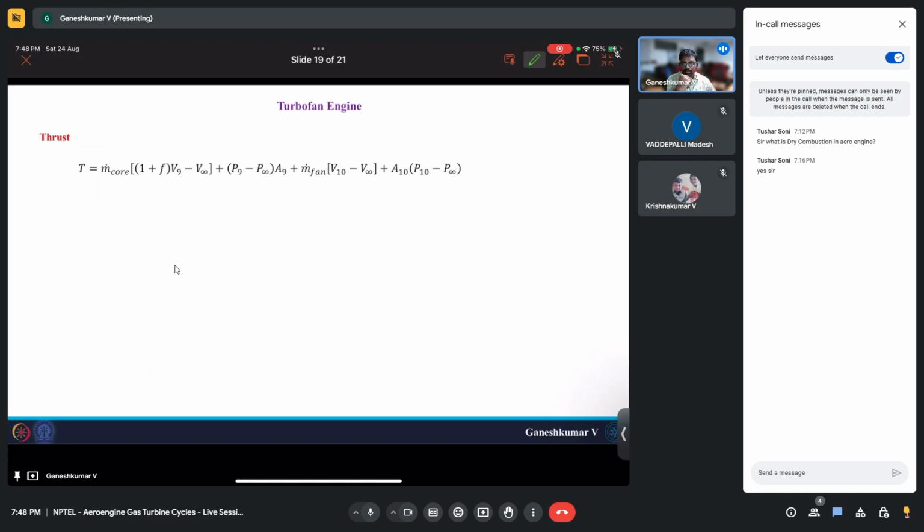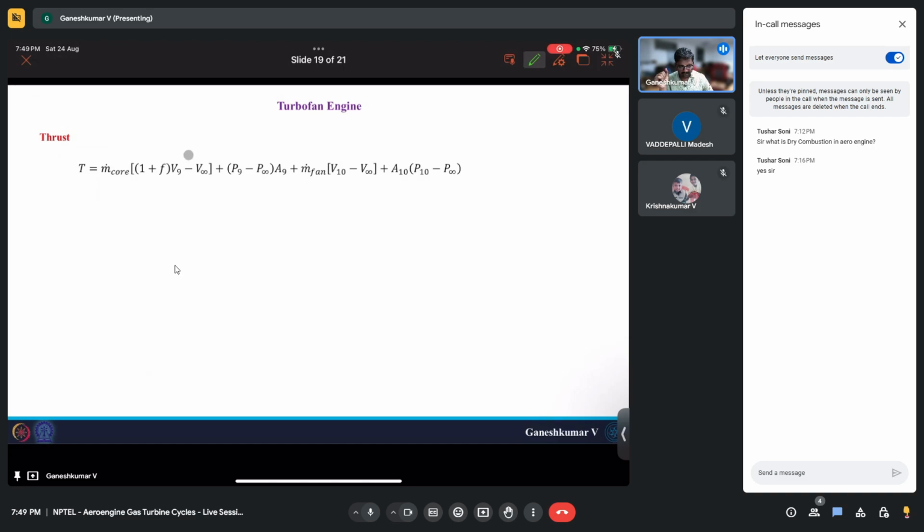Okay. You might have noticed that in this question they never gave you the mass flow rate of air. They just gave you the ratio, sorry, the bypass ratio. Only the bypass ratio they gave. They didn't really specify the absolute value of mass flow rate. Okay, so your thrust equation would look something like this: the mass flow rate of the core times 1 plus f, times v9 minus v infinity, which is basically coming from the core flow.